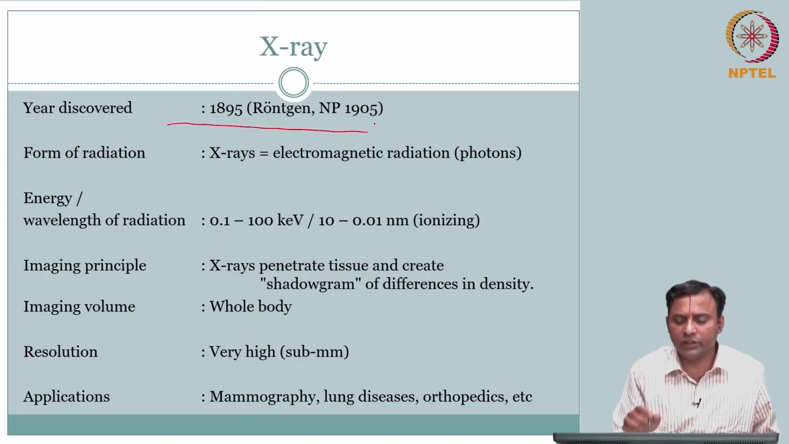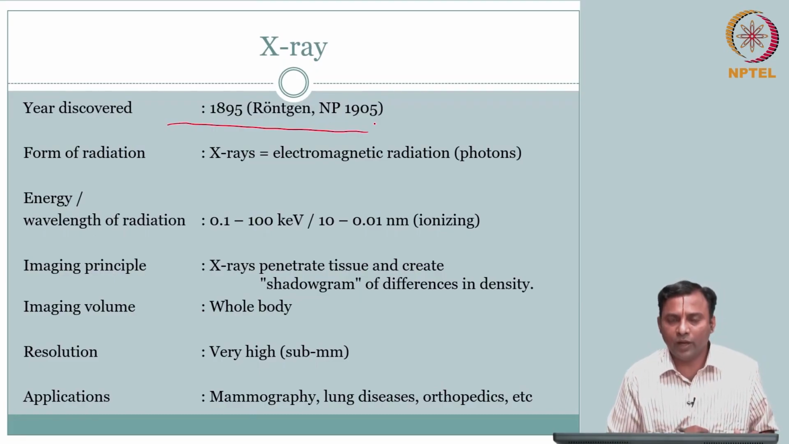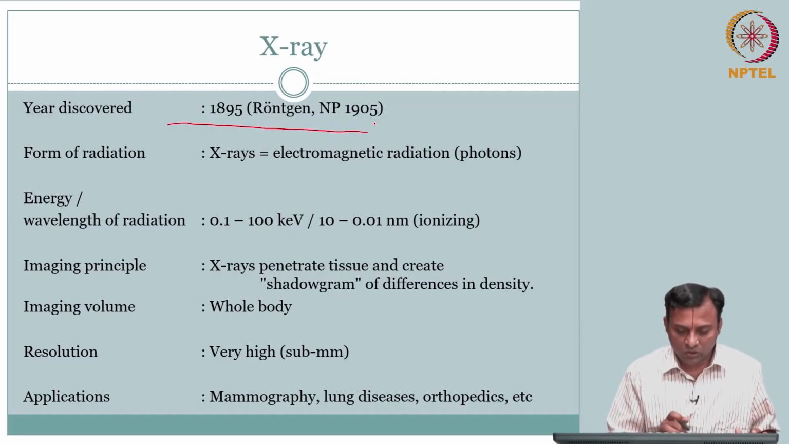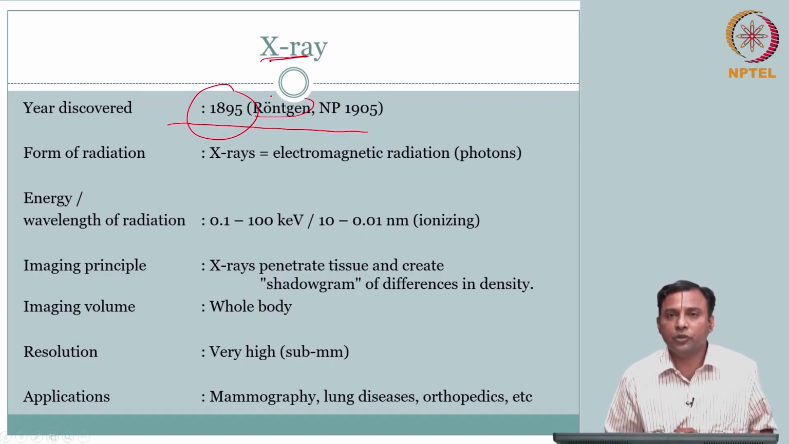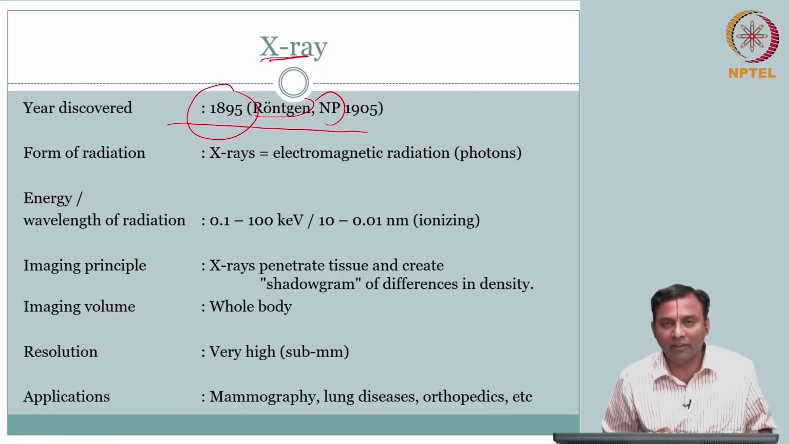It's one of the oldest medical imaging modalities, at least the way we defined medical imaging, right. X-rays were discovered in the year 1895 by Roentgen. I'm sure you would have heard of this name. And this NP represents Nobel Prize. So he received a Nobel Prize for this discovery in 1905. So you can see it's already more than 115 years old, right.